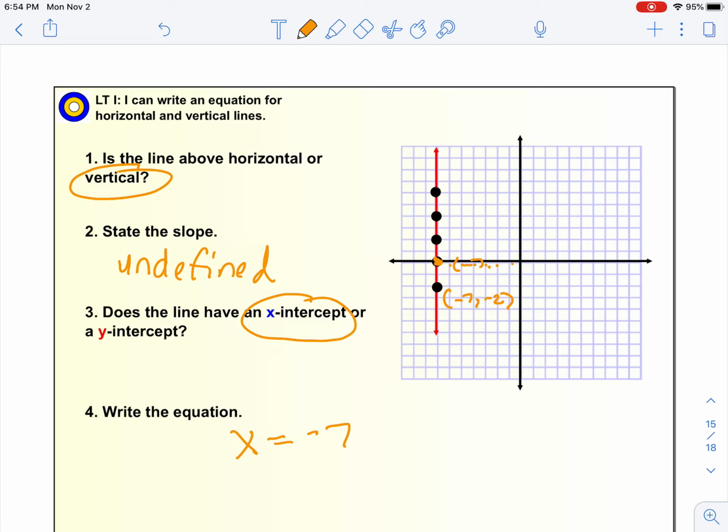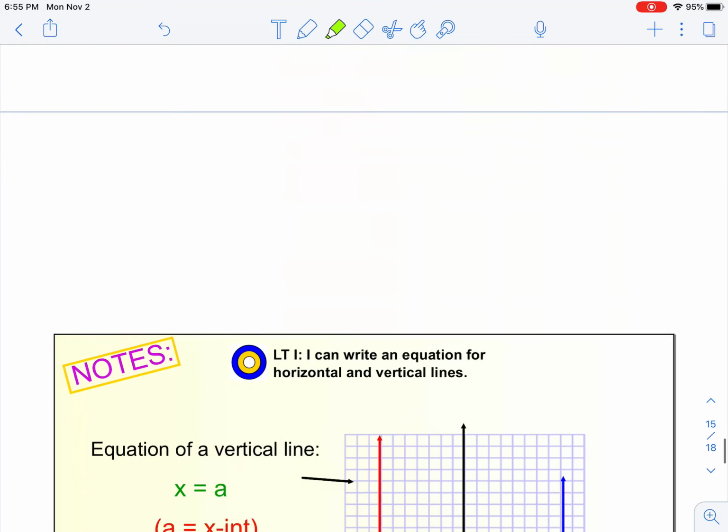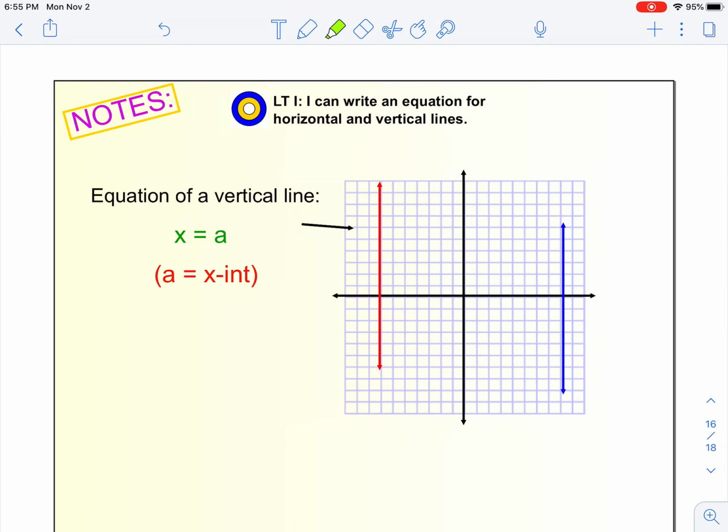So this is -7, -2. This ordered pair is -7, 0. This ordered pair right here is -7, 2. This ordered pair way up here is -7, 6. So again, if you look at the ordered pairs here, all of the x values are -7 on that line, and that is why the equation of that line is x equals -7. So again, for your notes, the equation of a vertical line is always x equals something.